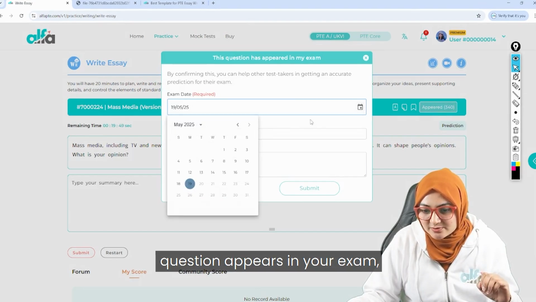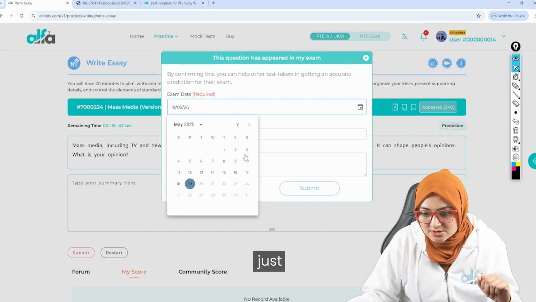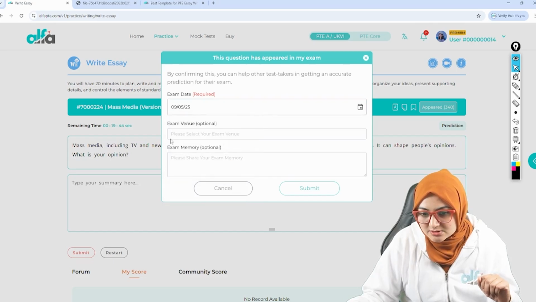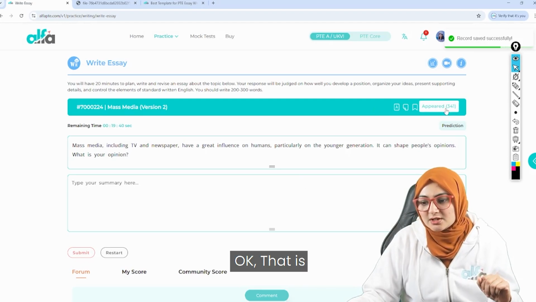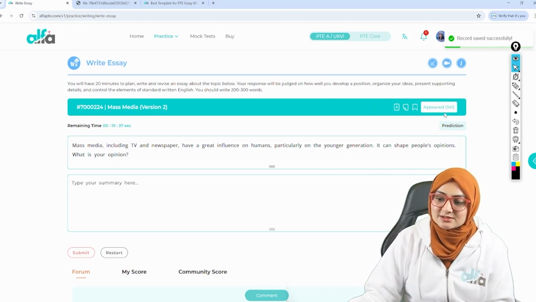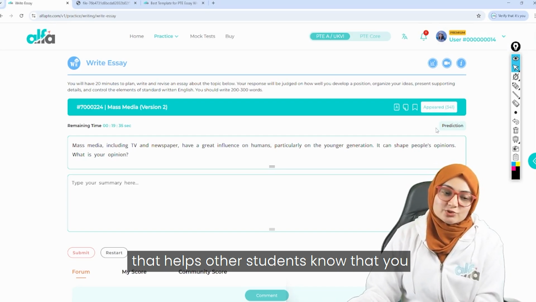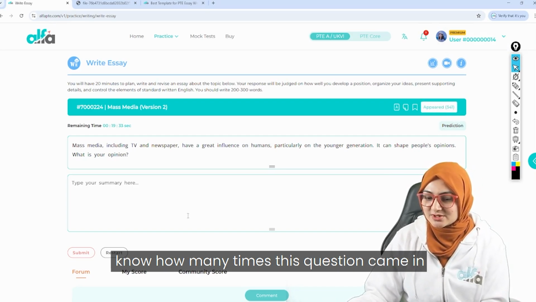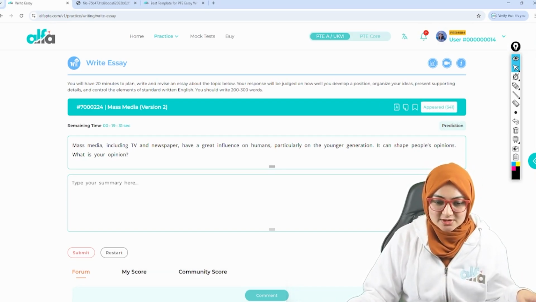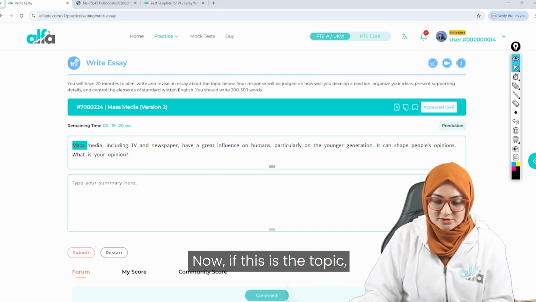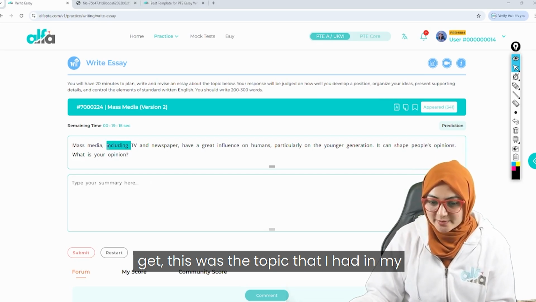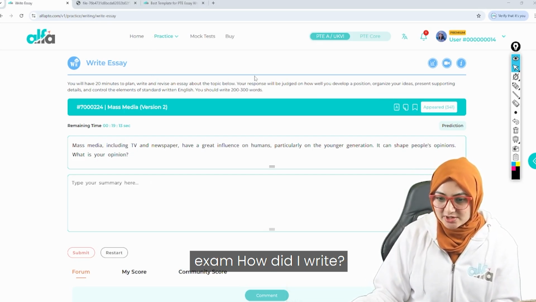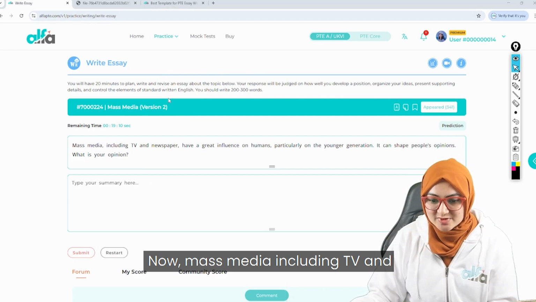So, whenever a question appears in your exam, just say it appeared. Okay, that helps other students know how many times this question came in that exam, stuff like that. Now, if this is the topic that you have to give, this was the topic that I had in my exam. How did I write? Now, mass media, including TV and newspapers, have great influence.